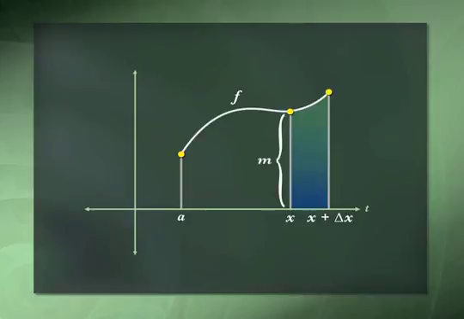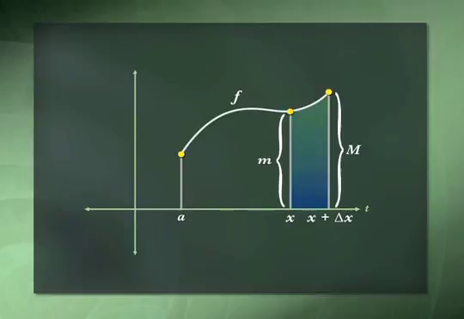I'm going to let little m be the minimum value of f on that little strip x to x plus delta x. In my picture, little m seems to be the distance up from x, but the function could be decreasing there. But let m be the minimal value of the function on that small interval, and let capital M be the maximum value of the function on that same interval. What do you notice about little m and big M?